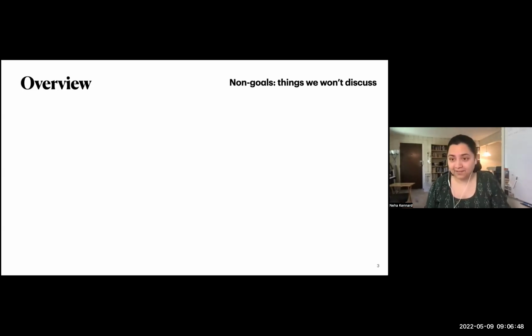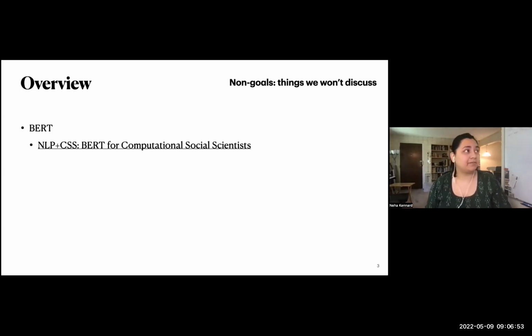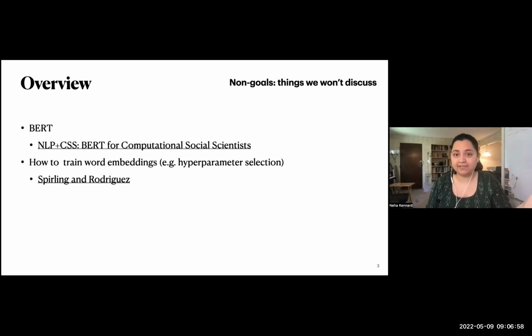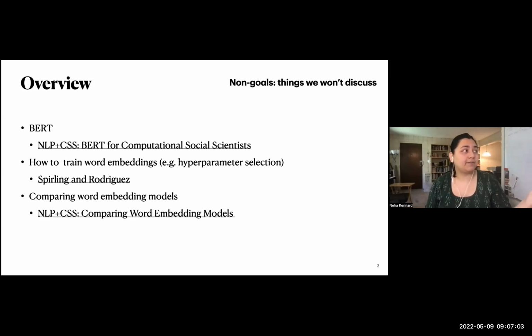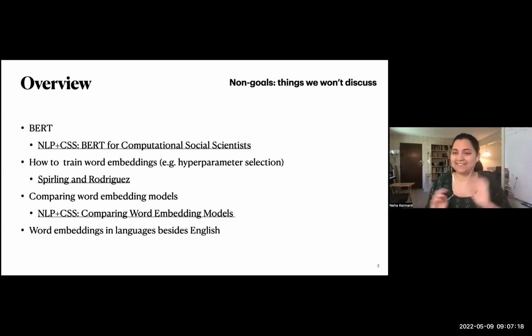And at the risk of sounding a little bit negative, we can also talk about some of the things that we won't discuss, with pointers to other places that do discuss them in great detail. So we won't talk about BERT, but there's already an excellent tutorial on that. We won't talk about how to train word embeddings, but you can follow Sperling and Rodriguez for that. And we won't talk about comparing word embedding models. And finally, most unfortunately, I don't really know a ton about word embeddings in languages besides English. So a lot of this work is going to be based on English. Some of it will generalize, but I just wanted to say at the outset that I'm not claiming that everything is true for all languages.